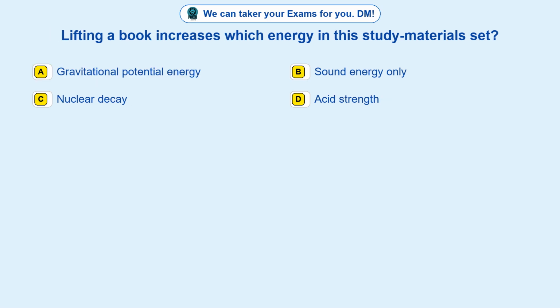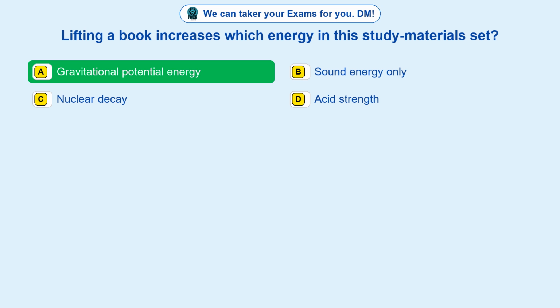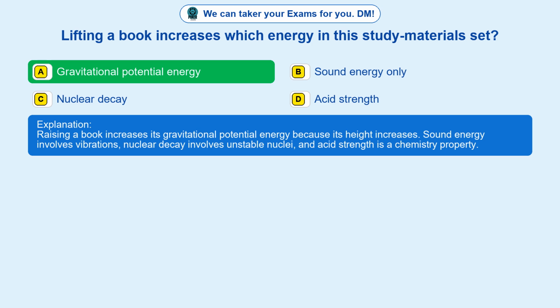Question 61. Lifting a book increases which energy in this study material set? Option A, gravitational potential energy. Option B, sound energy only. Option C, nuclear decay. Option D, acid strength. The correct answer is option A, gravitational potential energy. Raising a book increases its gravitational potential energy because its height increases.